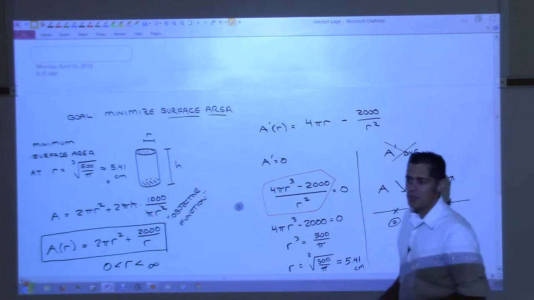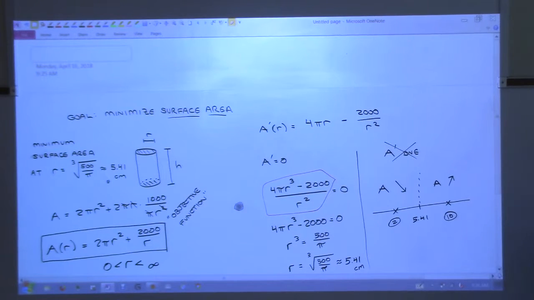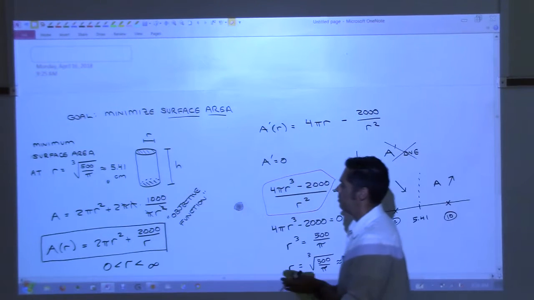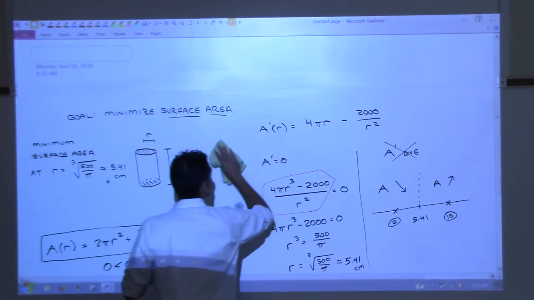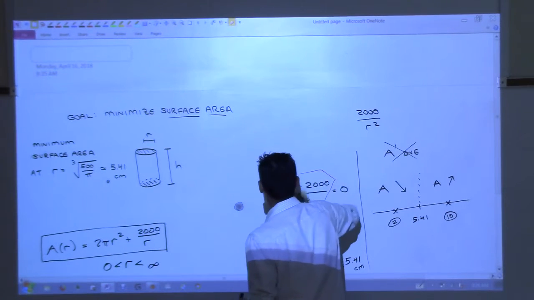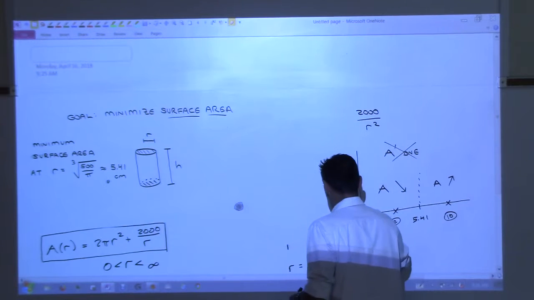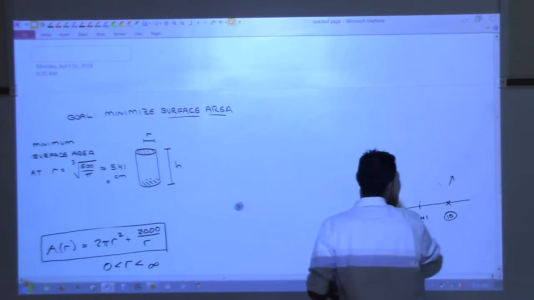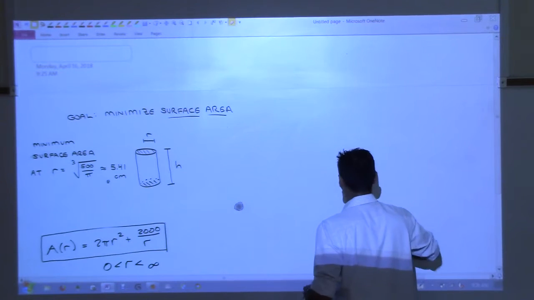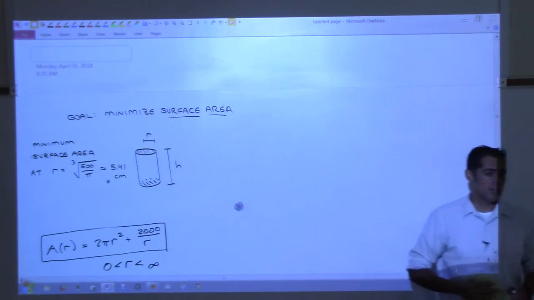Now, I have not answered the question. The question was, I believe, if I remember correctly, what are the dimensions of the can that give you the minimum surface area? So I've only found the radius. So the next thing to do would be to find the height, right? So do we have any way of getting the height? Yep. We actually had it. It was our objective equation. I mean, not objective. It was the constraint equation, wasn't it? Our constraint equation, we solved that for h.